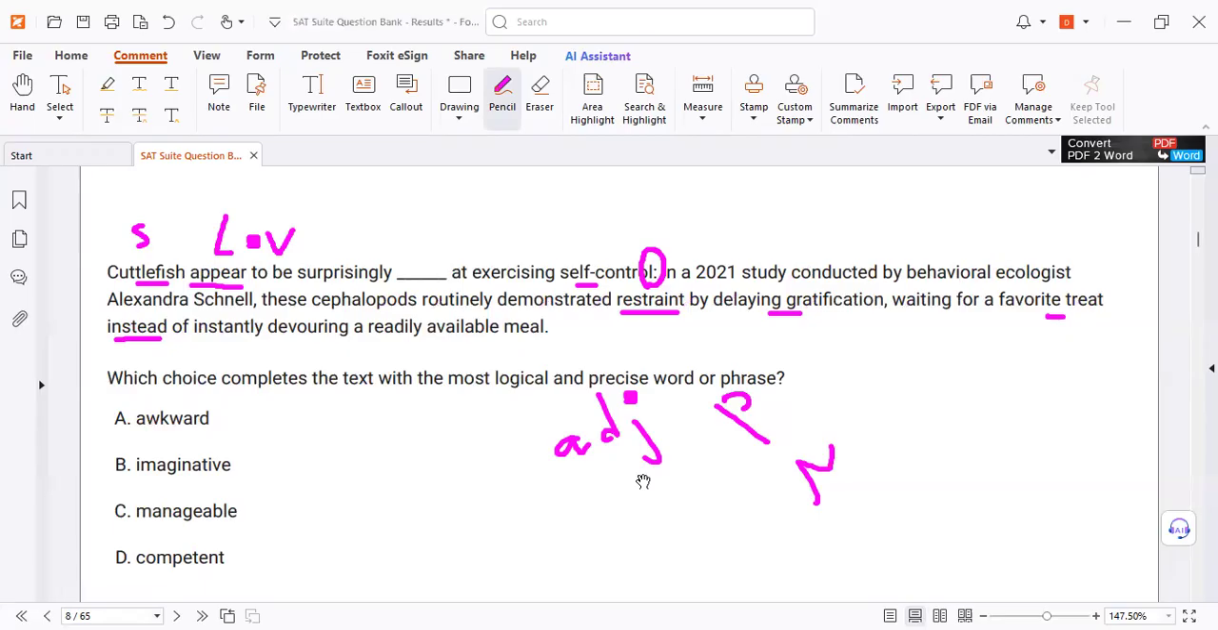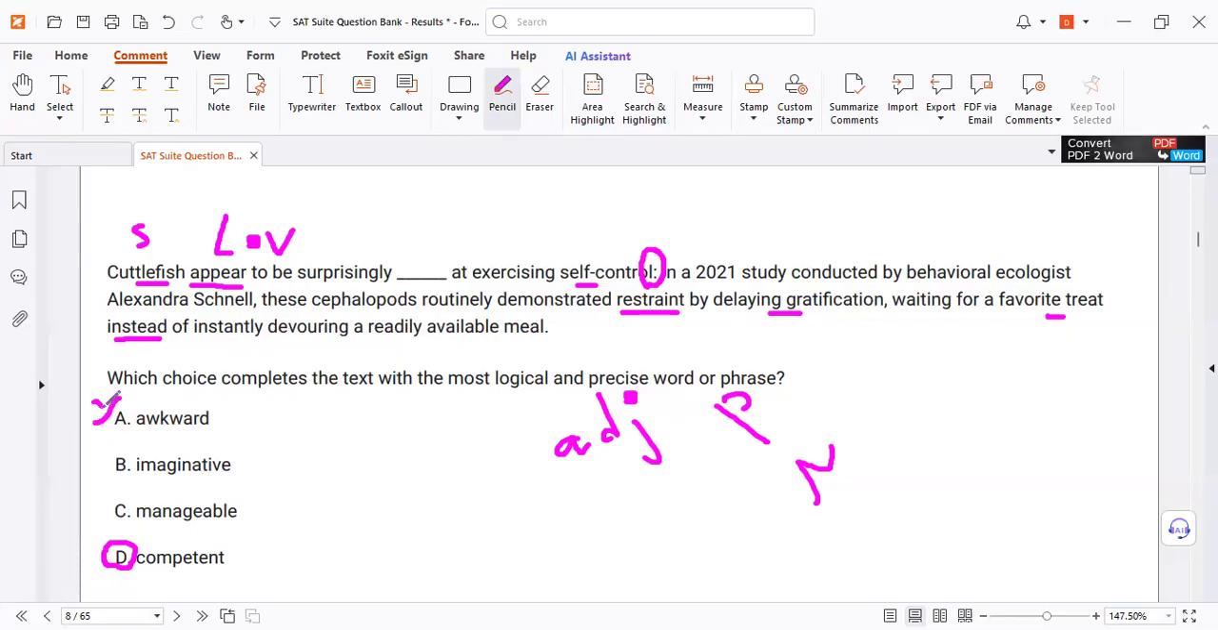Imagine, competent here means capable to do something. Feel that? So waiting for a favorite treat instead of eating a meal that was already available to them. So the cuttlefish demonstrates ability to exercise restraint. So we mentioned that it's letter D.